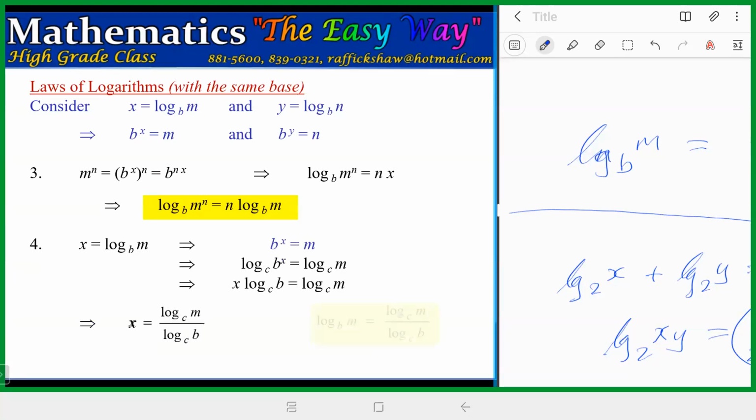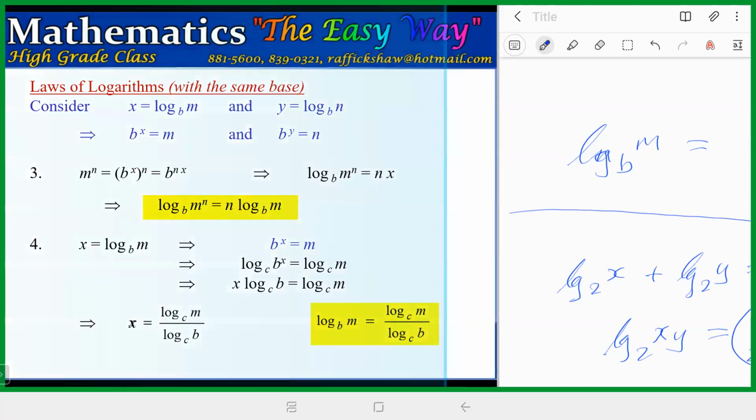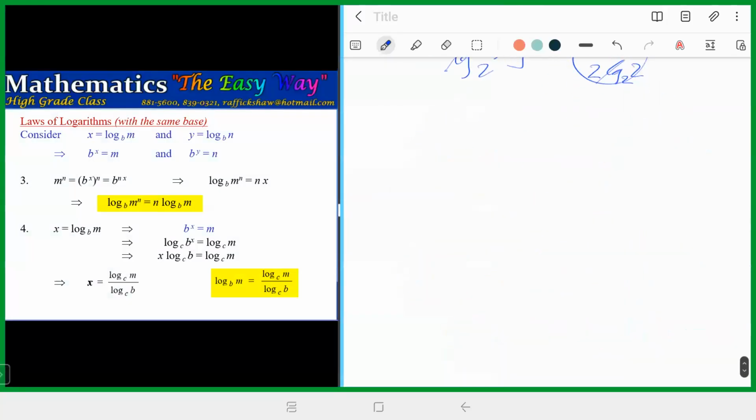All right. But there's an extension to the change of base law, which I'm going to call reciprocal. There's an extension to it. Watch this.